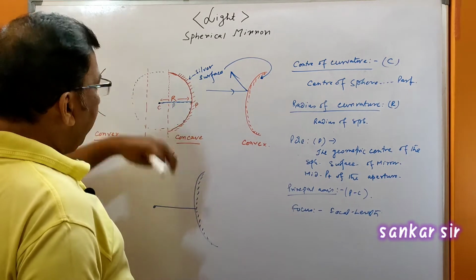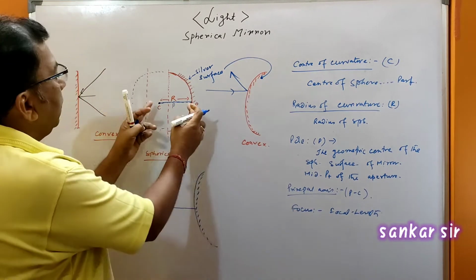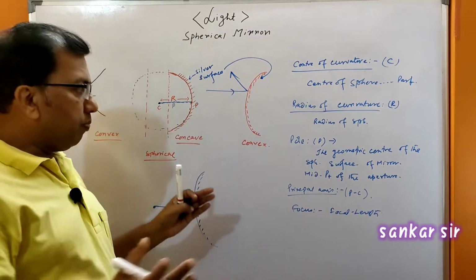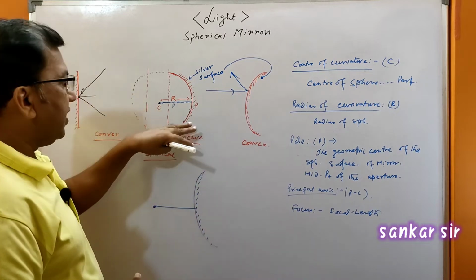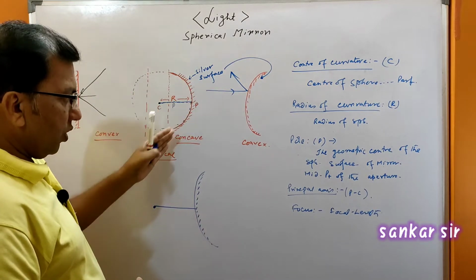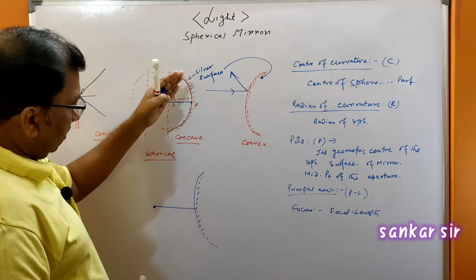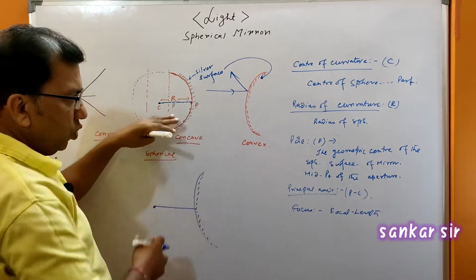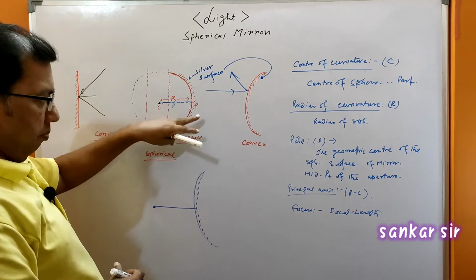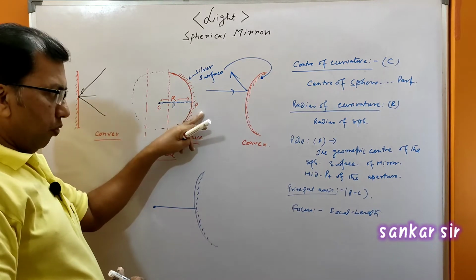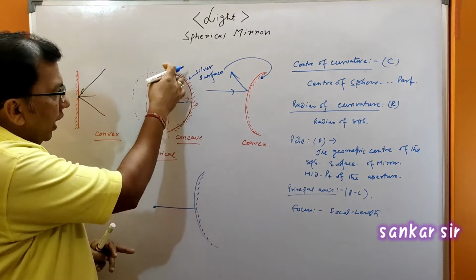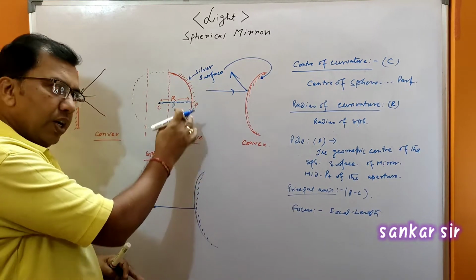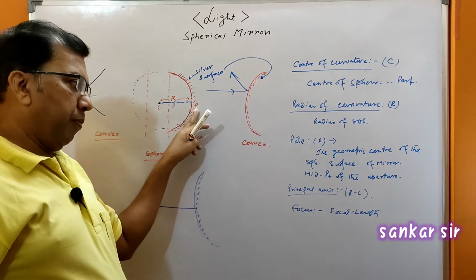Then come to the pole. What is the pole? This is the pole P. The pole is the geometric center of the spherical surface of the mirror. It is the midpoint of the aperture. And it is denoted as P.